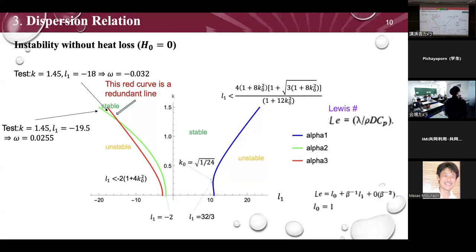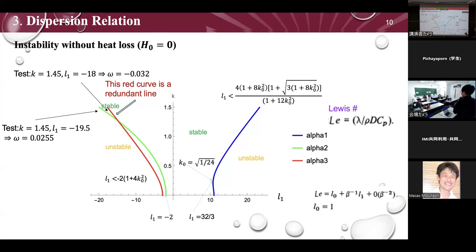So I test. I give K as 1.45 and L1 as minus 18. The result gives stable, omega is smaller than 0. Omega is negative, so it should be stable. So we consider the reason: when we use the previous criterion, we have an operation that squares something. Square means one more root will come out. So this red line is that one more root coming out from the squaring operation. So we just throw it out and remain this green line and this line.